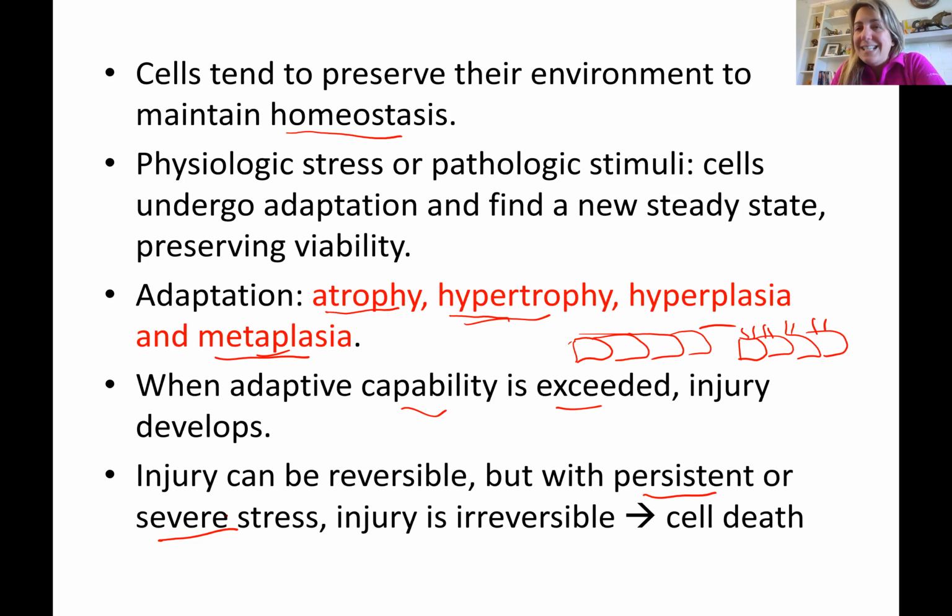Now, with persistent stress, what would that mean? That would be a person that is alcoholic. So they drink every day a certain number of ounces of alcohol and for long periods of time. The liver is going to exceed the capability to continue to reverse the injury and is going to start depositing fiber in the liver. And that is what we call cirrhosis of the liver.